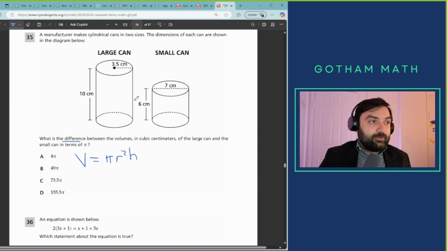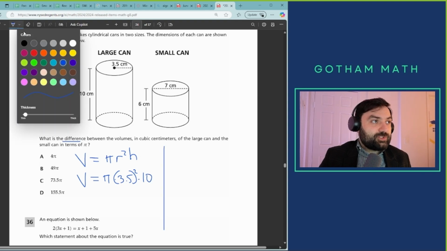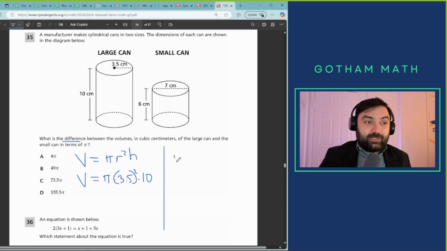So for the first can, for the large can, it's going to be volume equals pi times 3.5 squared times 10. For the smaller one, we're going to have pi times, and this is where they're trying to catch us. This thingy.